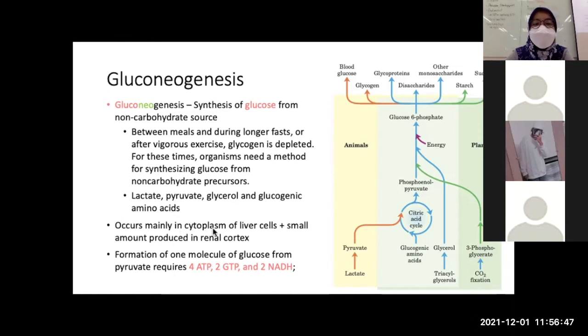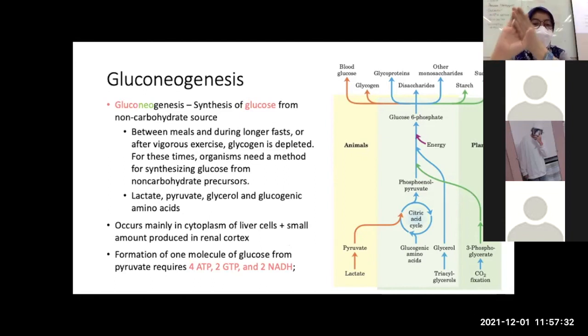It occurs mainly in the cytoplasm, in which cell? The liver cells, and a small amount in the renal cortex within our kidney. That is a very small amount. Mainly it's in the cytoplasm of liver cells, or in questions sometimes they may write hepatocytes. Hepa is liver, so hepatocytes, liver cells. In gluconeogenesis, the starting point is lactate, pyruvate, glycerol, glucogenic amino acid. These four things are the starting point. End point is glucose.